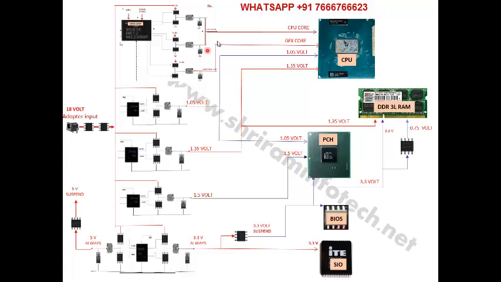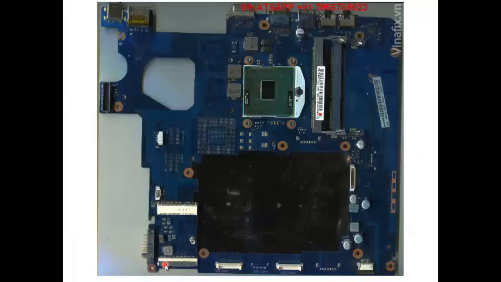Then the last, CPU core and the graphics core. So these are the voltages. These are all different pulse width modulators. Now we'll go to the next section.